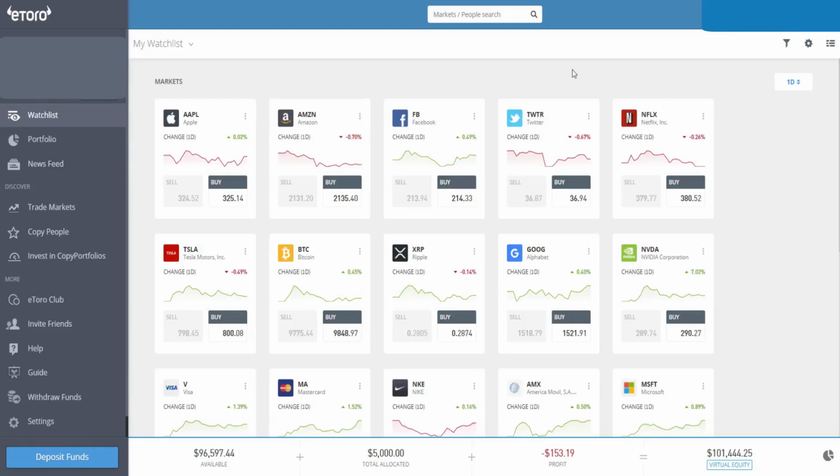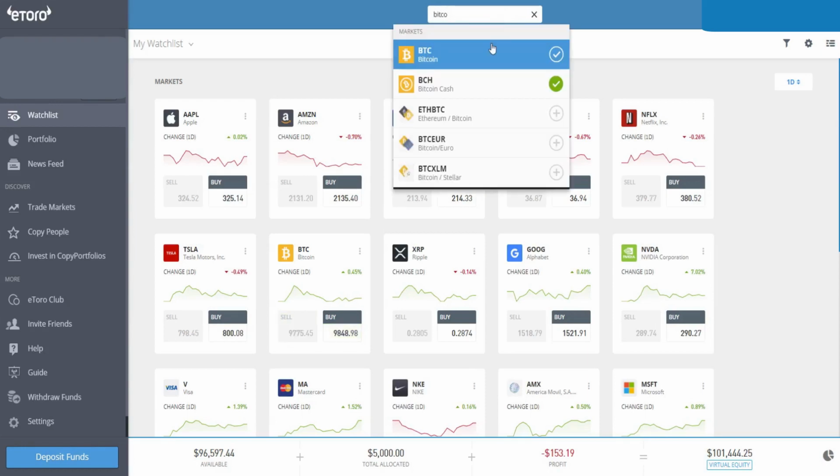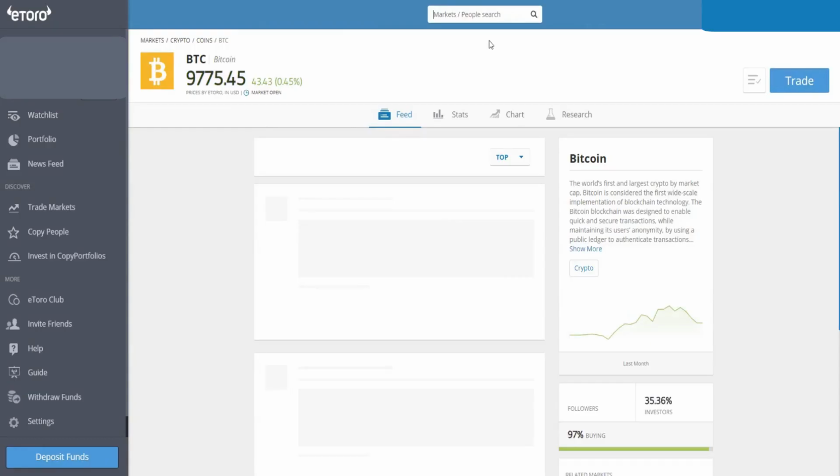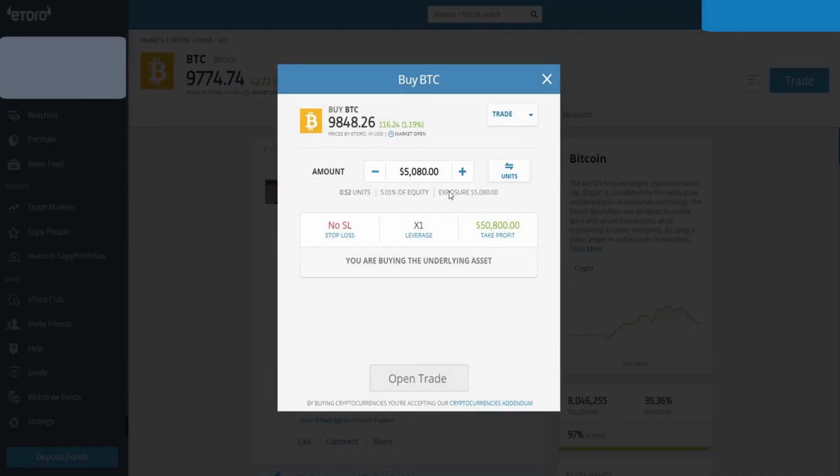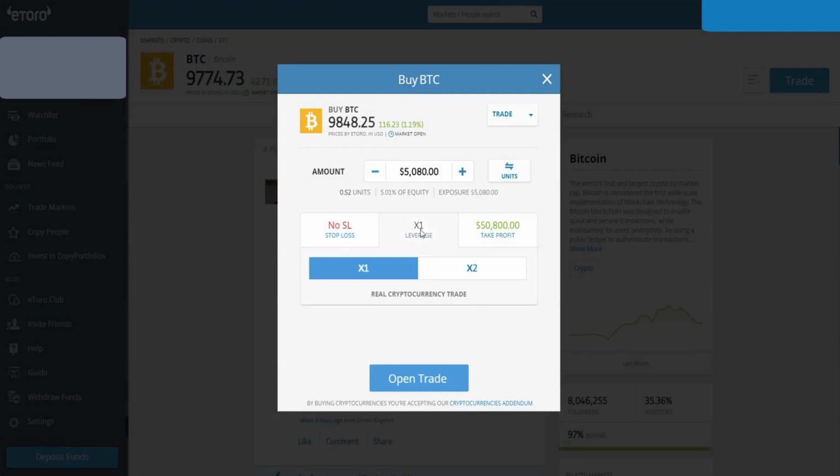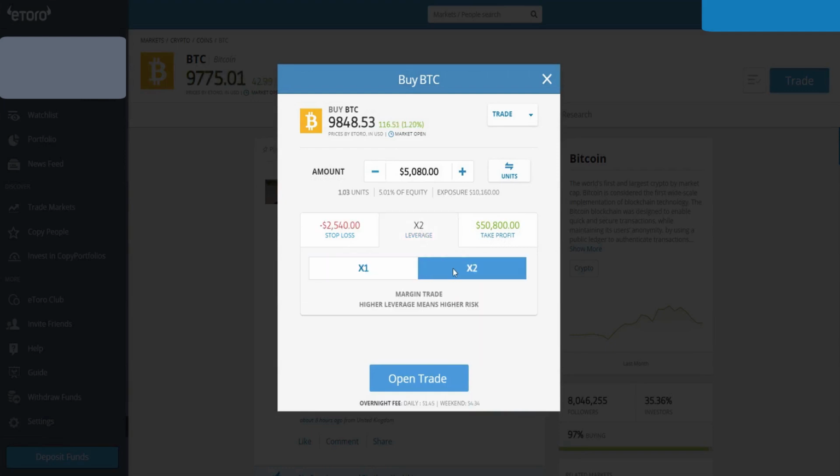Let's open a demo trade on eToro. I will use Bitcoin. Can you see the leverage options? You can go by 1, which means no leverage at all, or by 2, which means you double your investment. The amount of units and money exposed to the market will change.